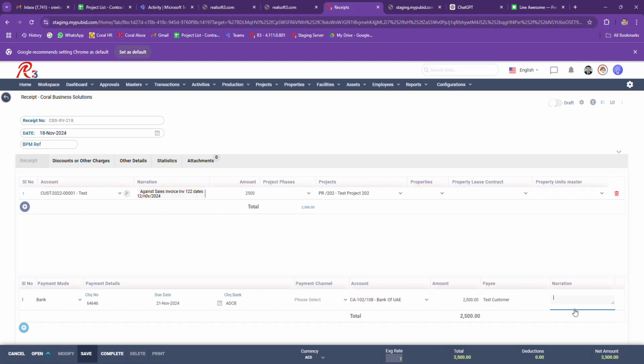And narration, here also you have to give the narration. Commonly an accountant will copy this existing narration from the top to here. So this is going to be a PDC check. Now we will save this.